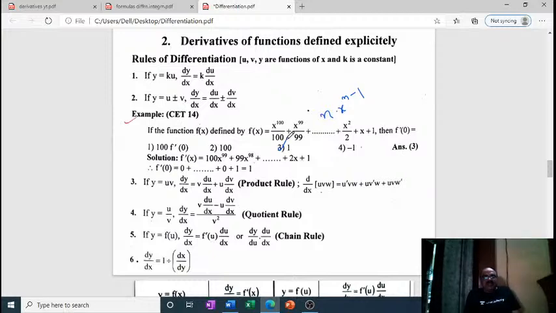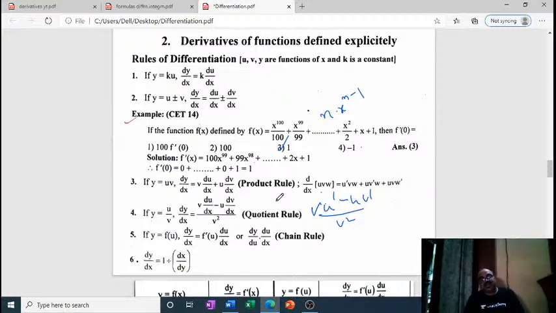Next one, quotient rule. When you have two functions which are divided by each other, y equals u by v, differentiation dy by dx equals v into du by dx minus u into dv by dx, whole divided by v square. In a simple format, it can be written as v into u dash minus u into v dash, by v square. That is quotient rule.